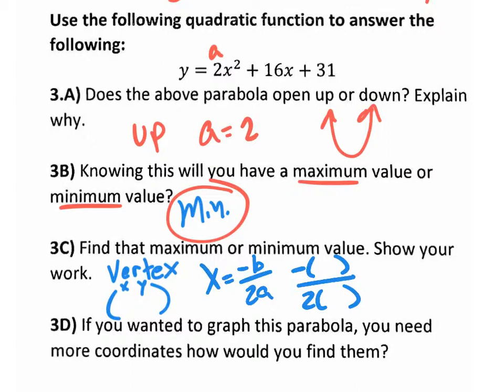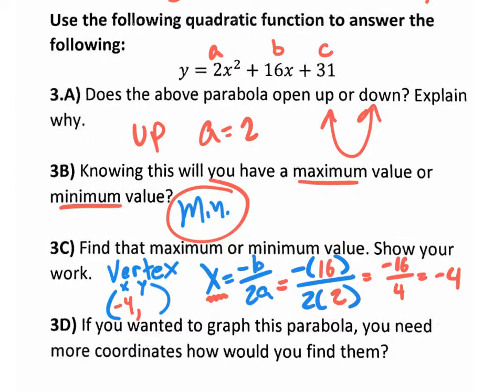So the b value is what? I just wrote it up here. 16. So you're going to plug in 16 in place of the b with parentheses, and you're plugging in the a value of 2. So what do we have here? We have negative 16 divided by 4, which is negative 4. What did we just find right here? The x. Yes, the x. We found the x of the vertex. That is negative 4, ladies and gentlemen.